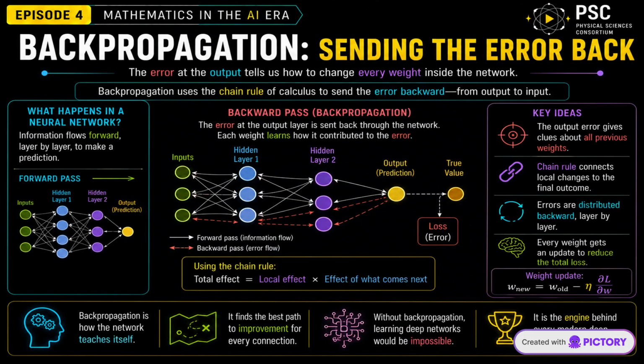After a prediction, the error must be traced backward through the network. Backpropagation uses the chain rule of calculus to determine how each parameter contributed to the final error. These gradients then tell the optimizer how each weight should be adjusted.